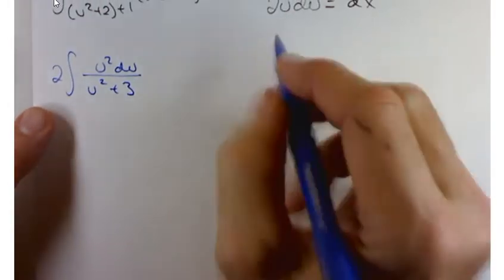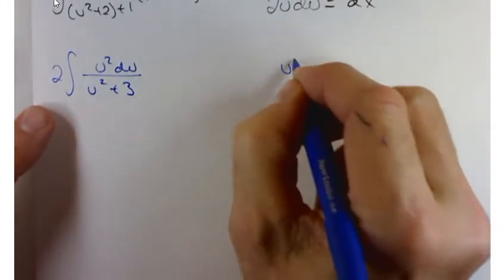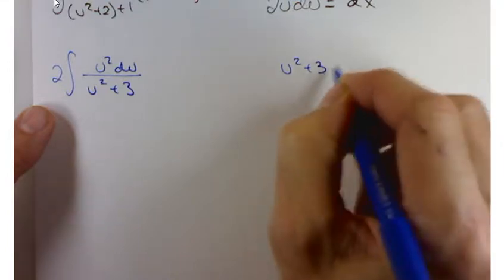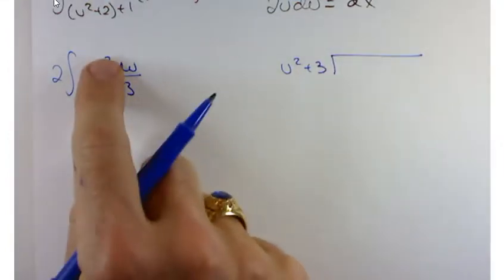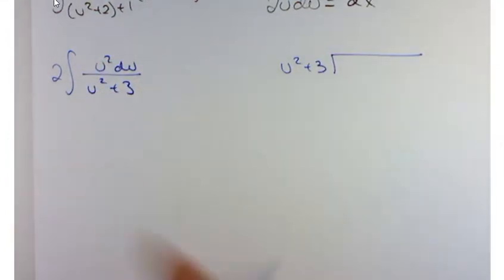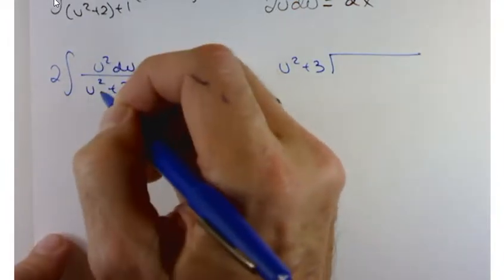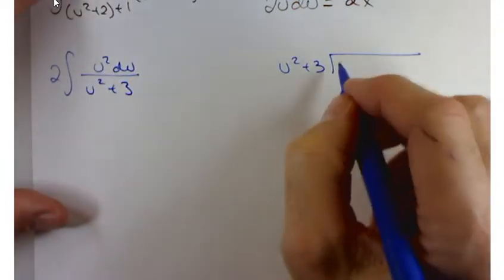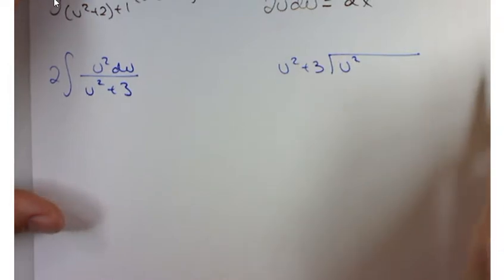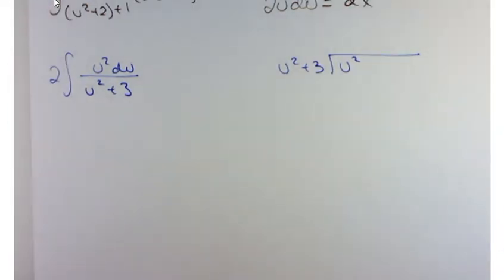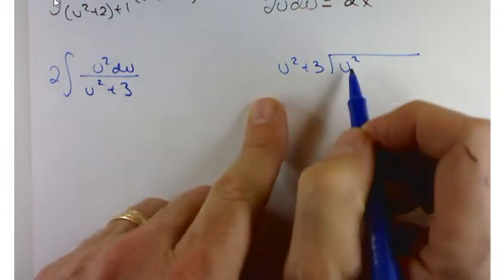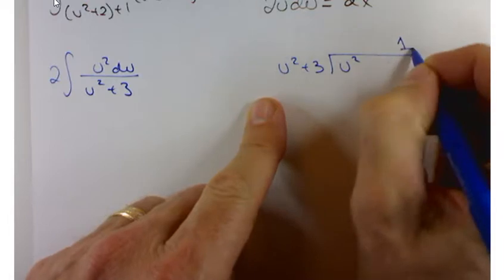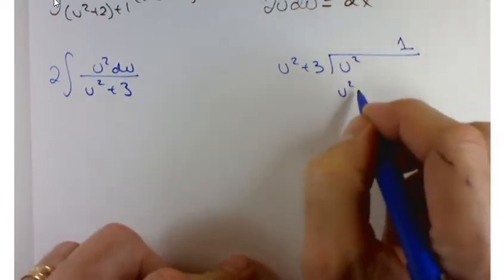So what can we do? Well, you can do a long division. And you're going to want to do the long division if the degree of the numerator is greater than or equal to the degree of the denominator. This is going to be the world record's shortest long division, right? There's not much to do here. How many times does u squared go into u squared? Once. So it's u squared plus 3.